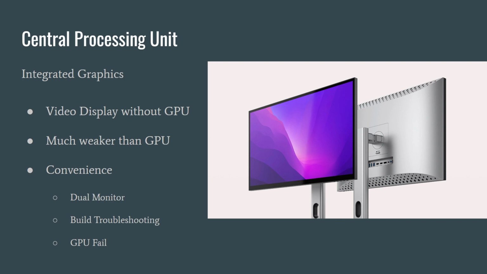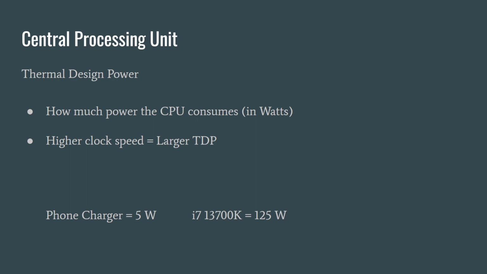But if you have integrated graphics, you can switch that HDMI cable into your CPU and still temporarily use your computer before you get a new GPU or something like that. But in general, I would never recommend buying or building a PC that had no GPU at all and only relying on integrated graphics unless you really know what you're doing, because they're typically much weaker than a real GPU. So next up is TDP, or Thermal Designed Power.